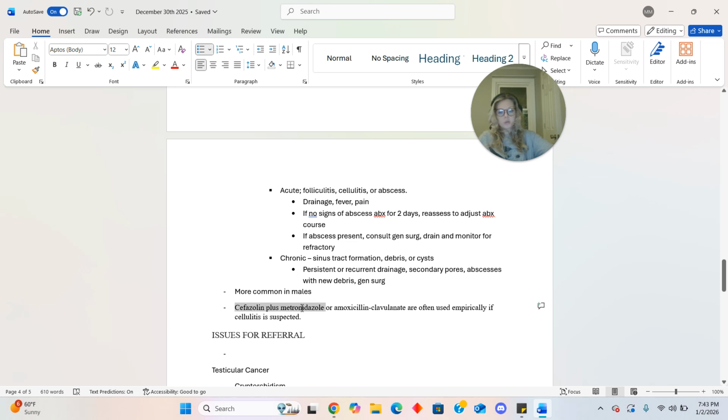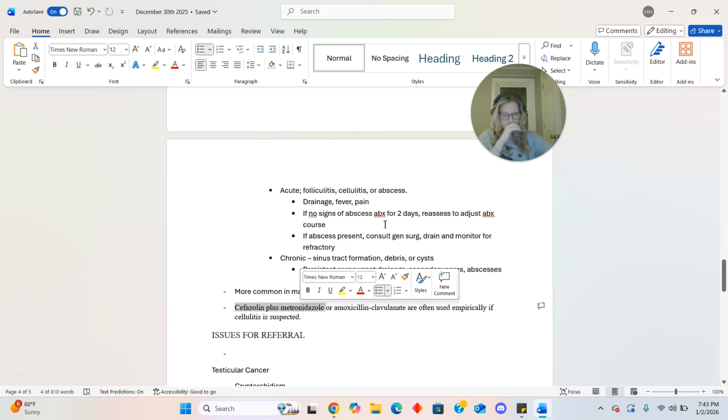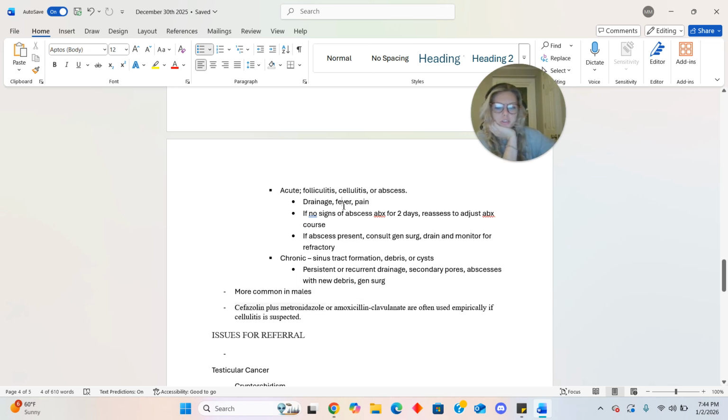If you do treat it, cefazolin plus metronidazole or Augmentin, because it's polymicrobial, you have some gut flora going on there. When you do give them antibiotics, check them back in 2 days. If it's not getting better, change the antibiotics because you really want to eradicate this. And then also some post-surgical care, post-drainage care. You are going to tell people to always pluck hairs out there because you don't want to cause accumulation of this stuff happening again. If abscess is present, consult gen surg, drain, and monitor for recurrence because these do have a tendency to recur.